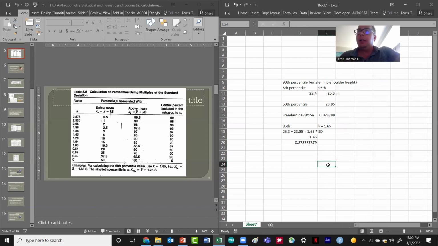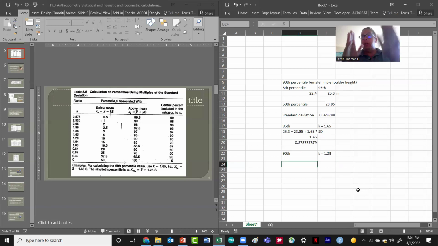Now, let me determine what the 90th percentile is. We already know the 95th is 25.3. The 90th should be a little bit smaller than that, a little bit closer to the mean. But again, we're going to use this same equation and the same K chart. We just need a different value of K because we're no longer talking about the 95th percentile. We're talking about the 90th percentile. So we go to the 90th percentile right there. What is this K value? It's 1.28. So for our 90th, we have K equals 1.28.